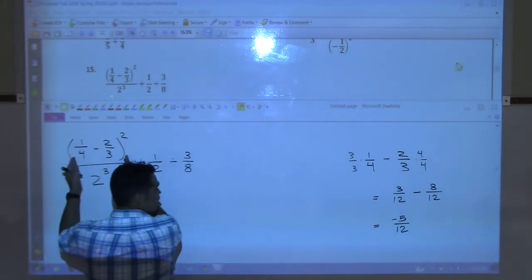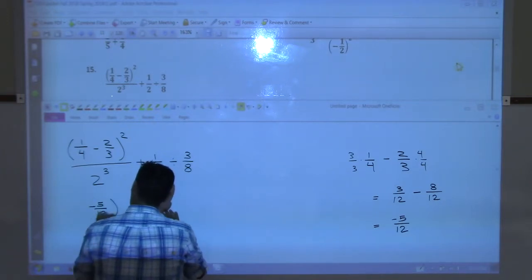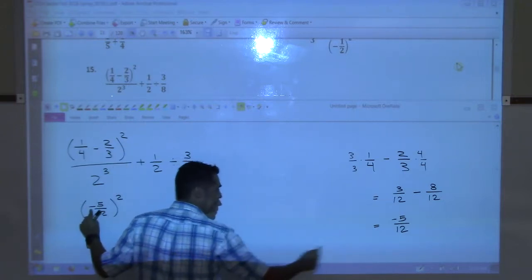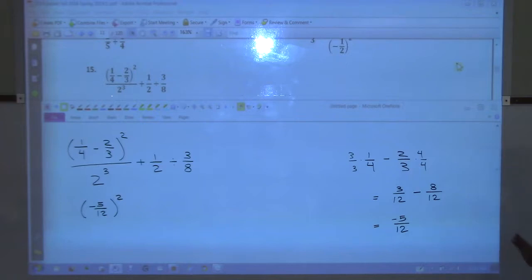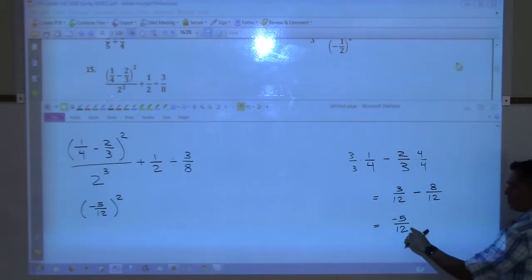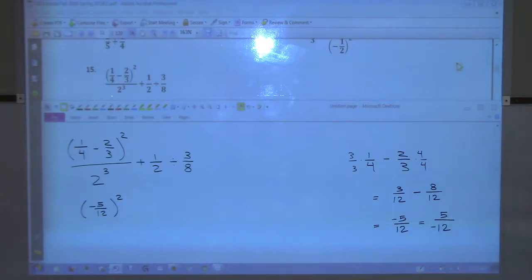So what's in parentheses here is -5/12, but then I still need to square that, right? And that negative sign on the 5, we should talk about this. This is an important aspect of fractions. When you see a negative, like we got here, -5 on top of a 12, I have a question for you. Is this the same as that? Are these the same thing or not? Is -5 divided by 12 the same as 5 divided by -12?